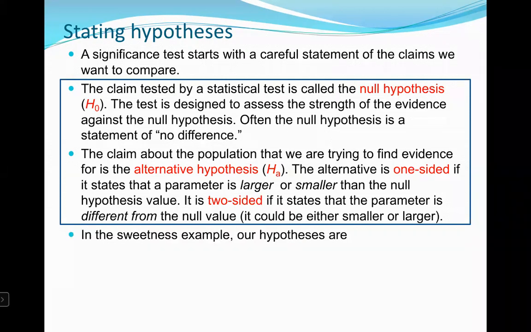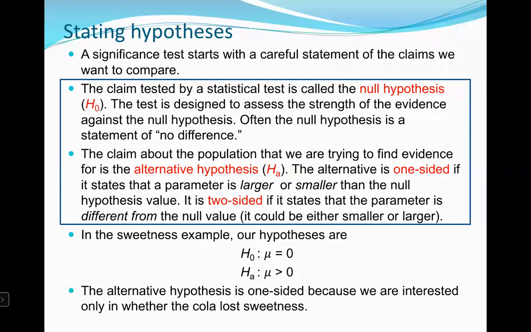In the sweetness example, our hypotheses are that the null hypothesis is mu is 0. There's no change in sweetness at all. The alternative hypothesis is that mu is greater than 0. So there is a change. The change is a decrease in sweetness, which is ranked as a positive number. So positive, greater than 0. The alternative hypothesis is one-sided because we are interested only in whether the cola lost sweetness.